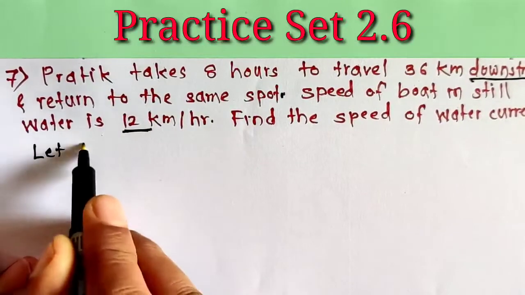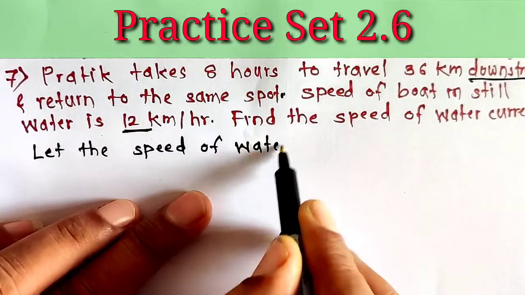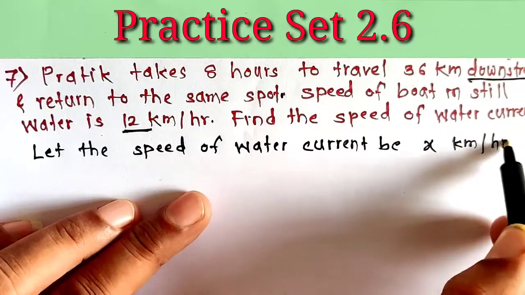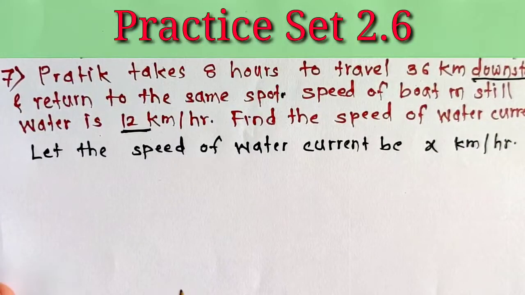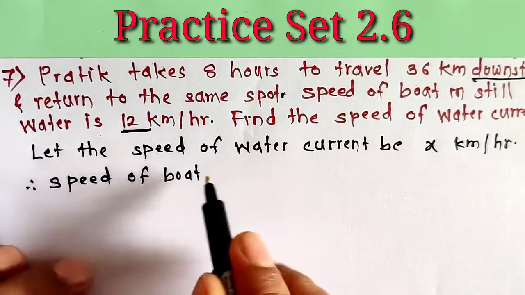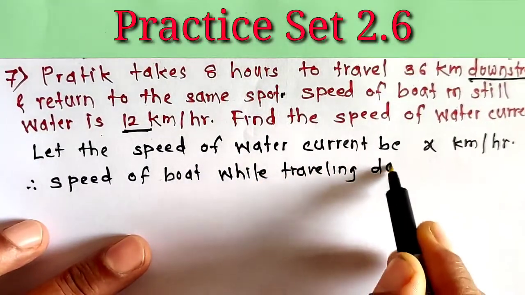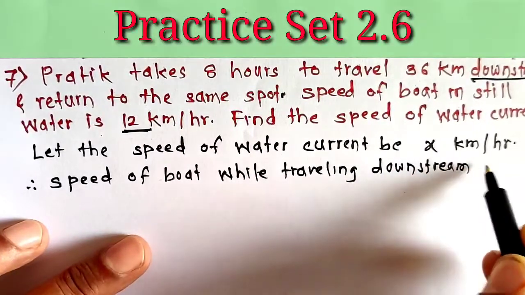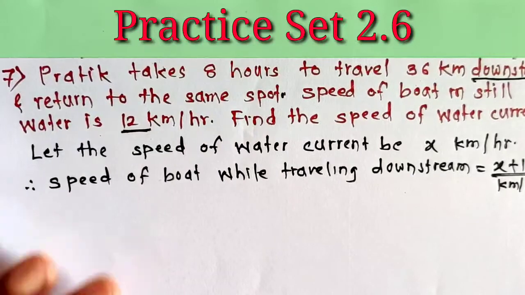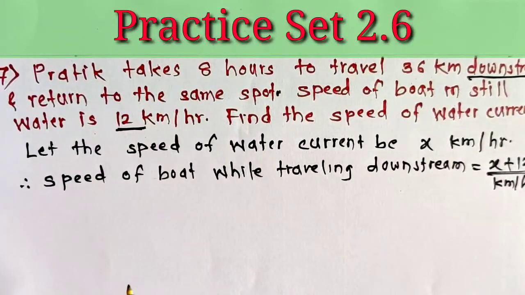So let the speed of the water current be x km per hour. If the speed of the water current is x km per hour, therefore the speed of the boat while traveling downstream is equal to x plus 12 kilometers per hour, because whenever we are traveling in the direction of the flow of water, the speed is the speed of the boat plus the speed of the flow.